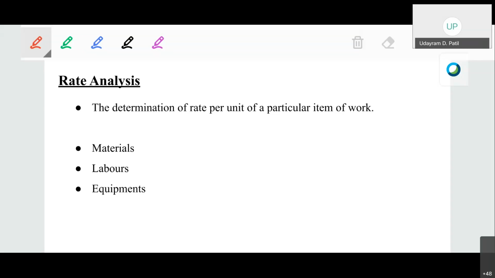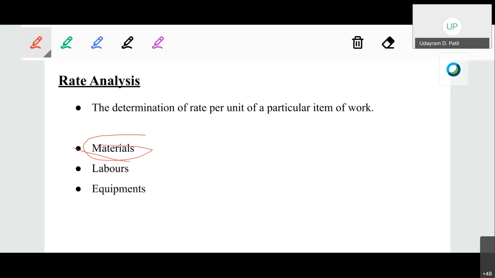Okay, so for construction of any item of work, or for the completion of any item of work, we will require three things or three elements. First will be the materials. Obviously, for construction of the various items of work, such as the brick work, we will require bricks, mortar, that is cement and fine aggregate. For the RCC work, we will require reinforcement bars, fine aggregate, coarse aggregate, cement. For the flooring, we will require tiles. So depending upon the particular item of work, first thing we will require will be the materials.